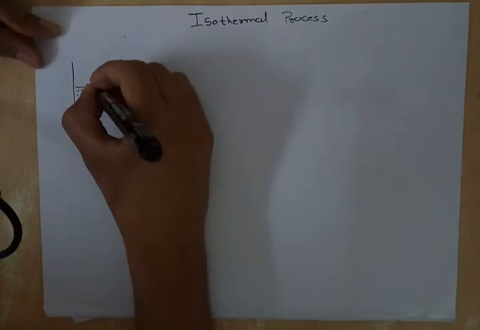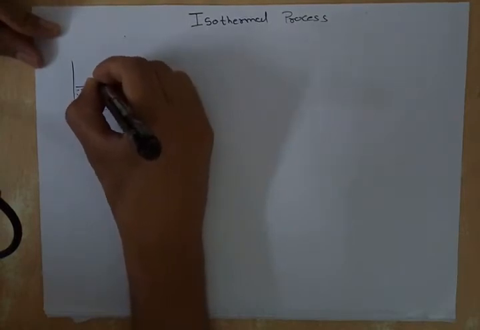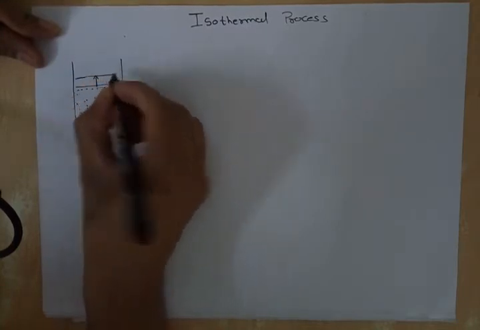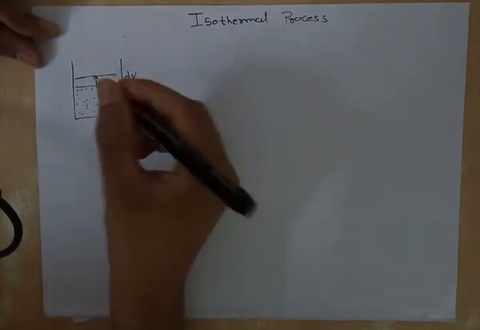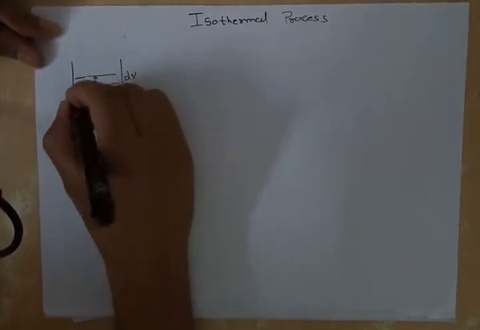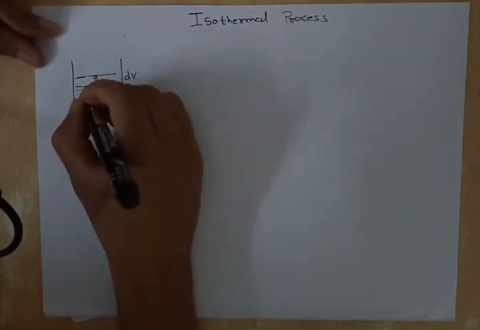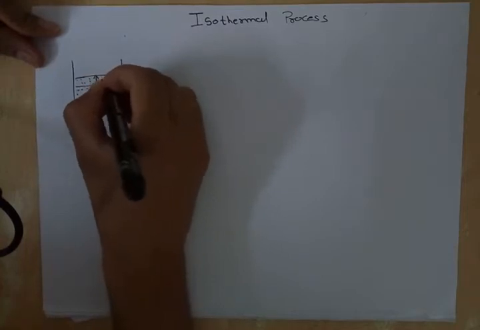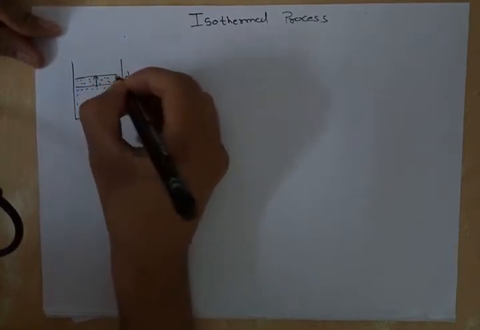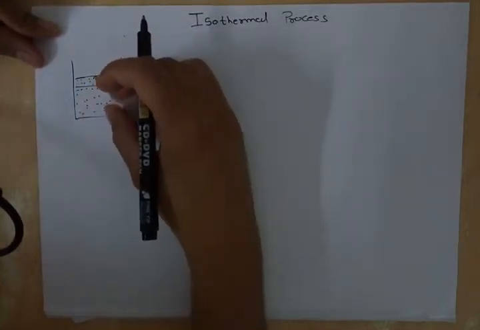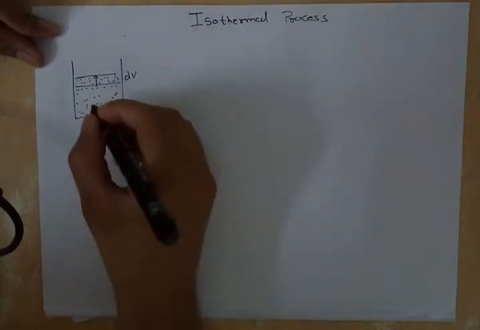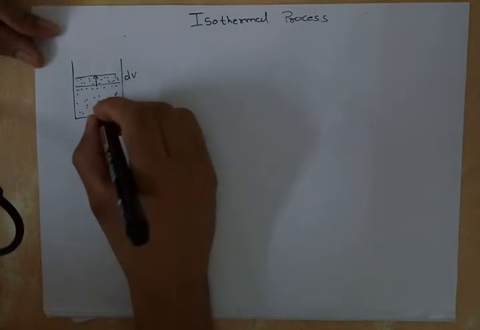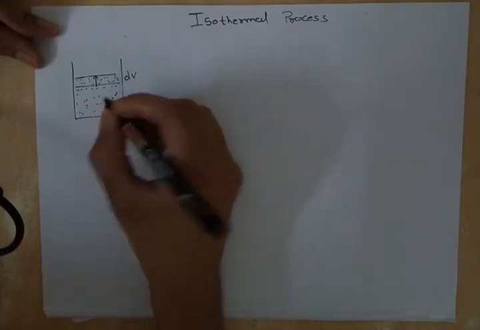Now let us pull this piston upward by tiny amount. Let us say dV amount. So the particles of air will occupy this space. So due to expansion of this gas, the temperature will tend to fall. Temperature of gas will tend to fall.